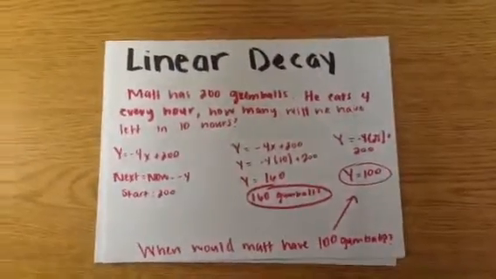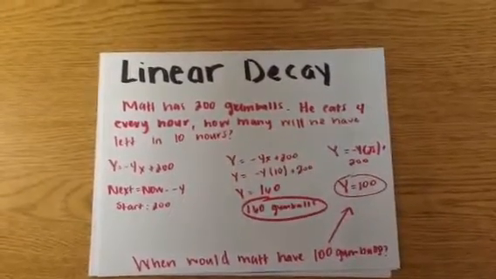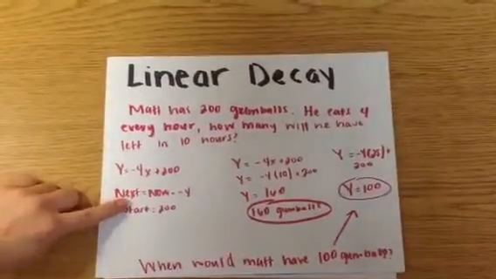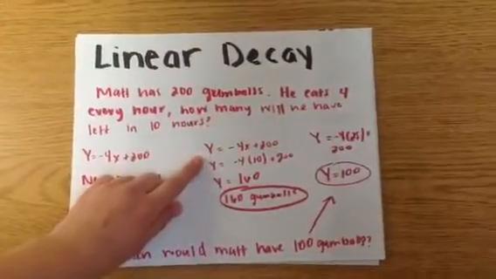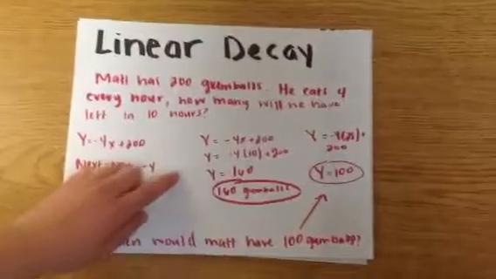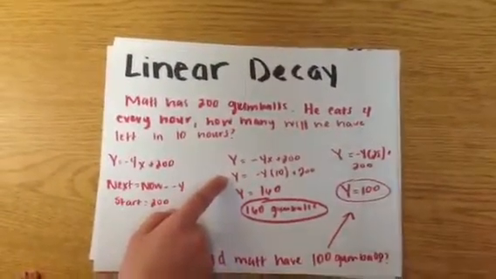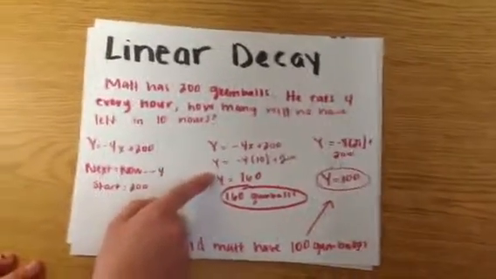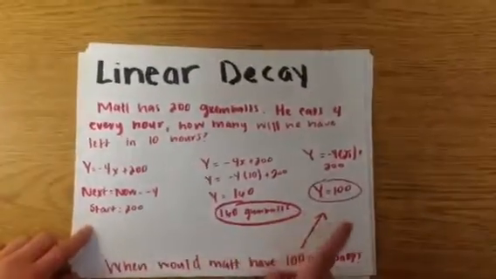Our explicit rule is y equals negative 4x plus 200. Our recursive rule is next equals now minus 4. Our start is 200. Y equals negative 4x plus 200, and then we replaced x with 10, so y equals negative 4 times 10 plus 200, and we got y equals 160, and so 160 gumballs.